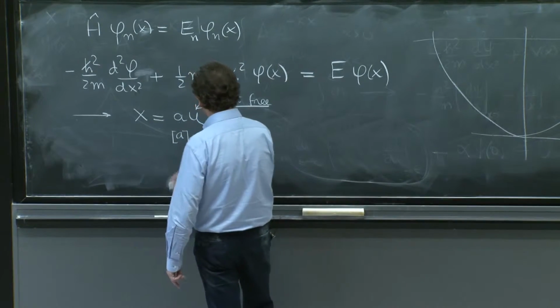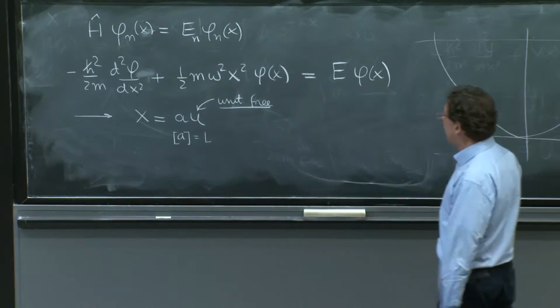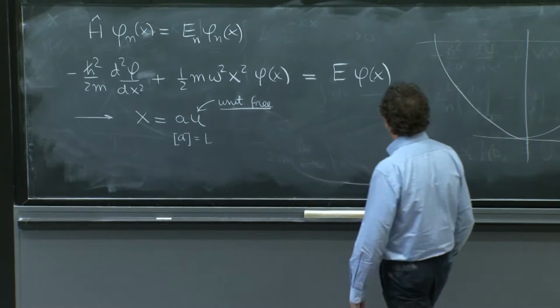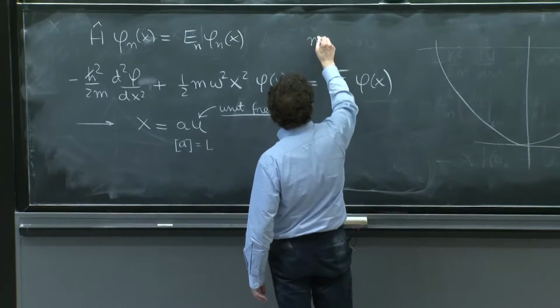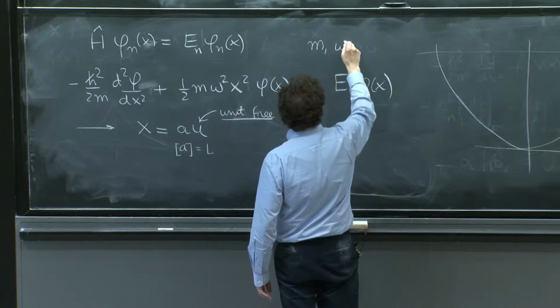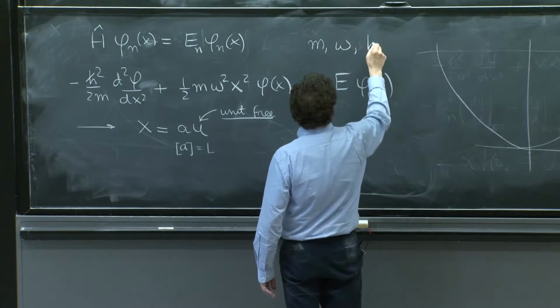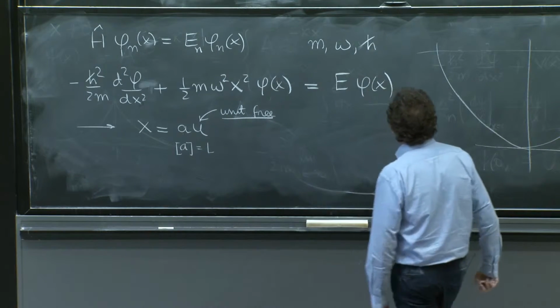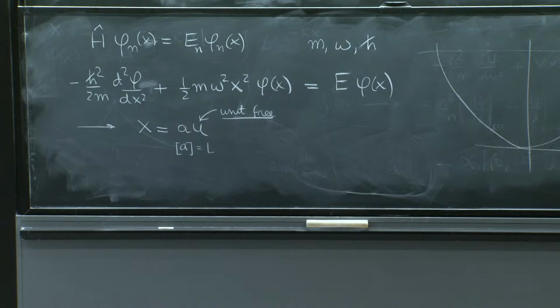So the first thing you have to do is look up in your problem what your constants are, and you have a mass m, a frequency omega, an h bar, and you need to find a constant with units of length. Wasn't that in your test? I think so.